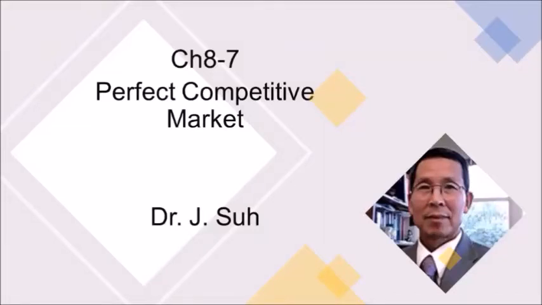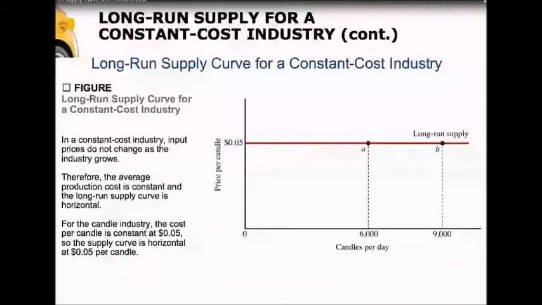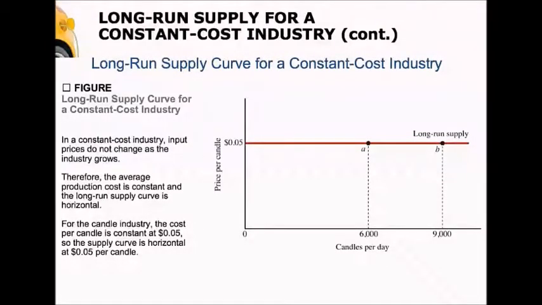Now let's look at the long-run supply for a constant cost industry. A constant cost industry is one where average cost of production is constant. In this instance, what we'll see is a long-run supply curve, which is horizontal.